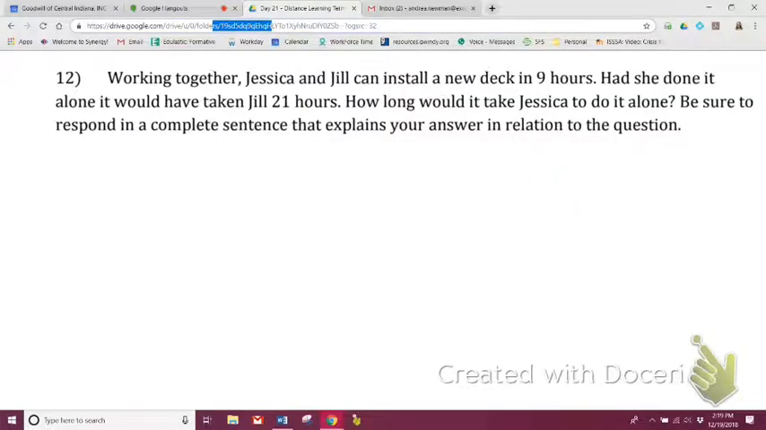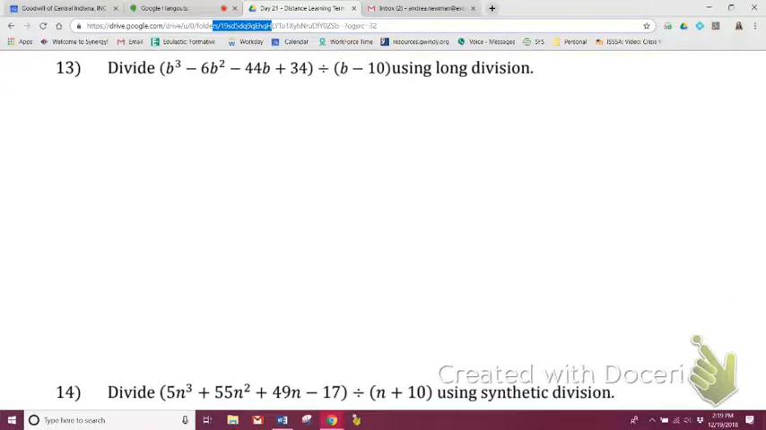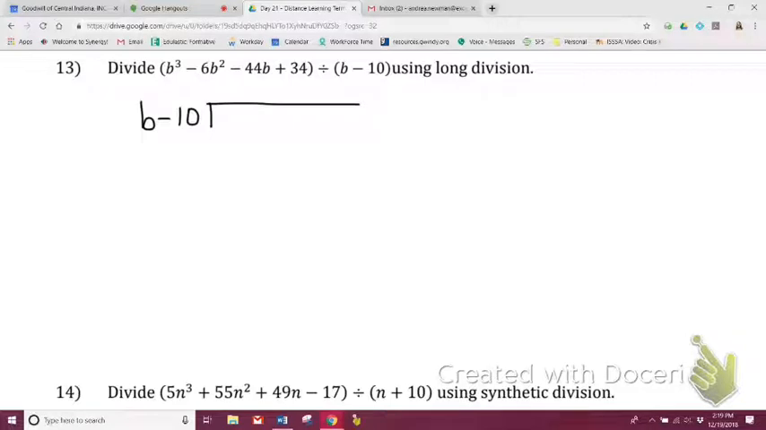Long division, here we come. All right, question 13. Again, Melissa's told you this question's on your test. You have to use long division. You can get partial credit for it. Partial credit's better than no credit. So set up my long division. I better write that down further. B minus 10 is what I'm dividing by. And I'm dividing b to the third minus 6b squared.